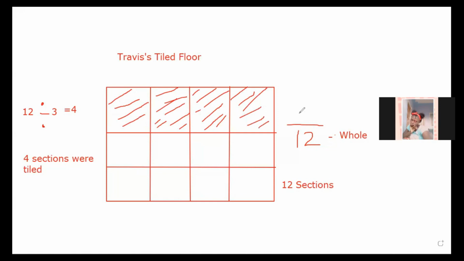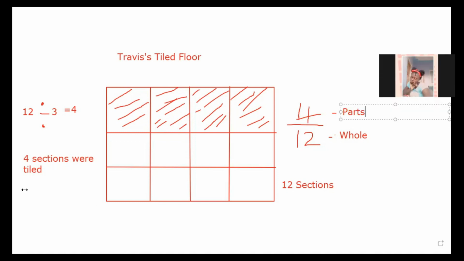So the whole is 12, and the amount of parts that we have out of the 12 is 4 parts. So that's 4 over 12, or 1/3. All right? And this is the part. 4 parts. I hope everyone is understanding clearly what we're doing. All right. Let's use another description here to say that four sections were tiled, or one third of the floor was tiled.